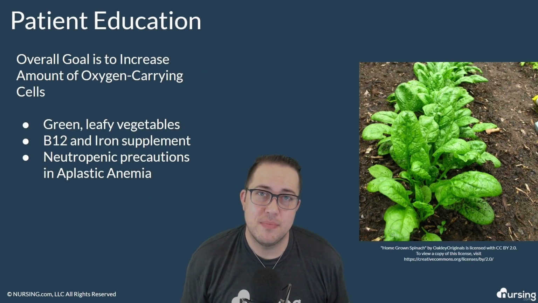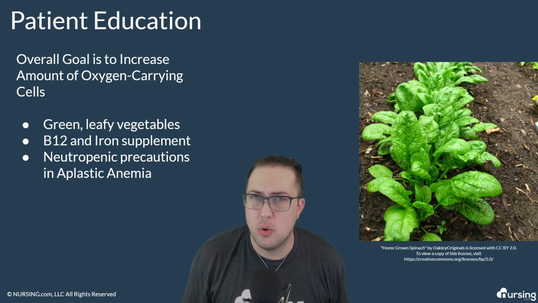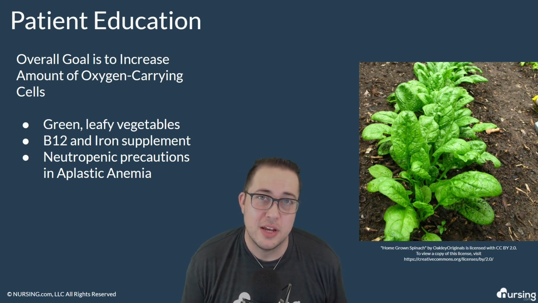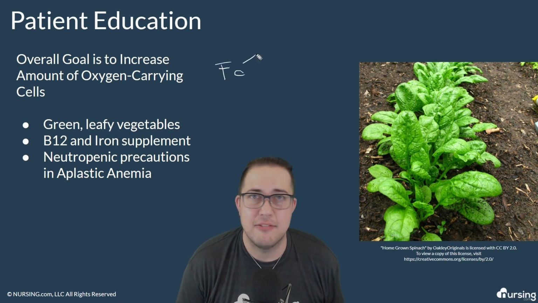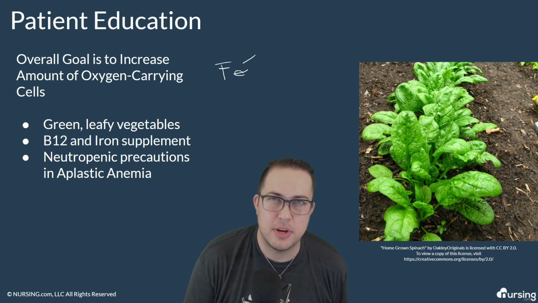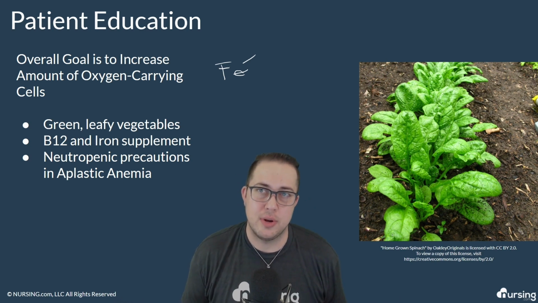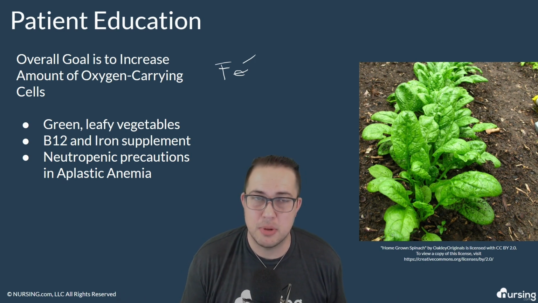Regarding patient education, again, it's going to be really dependent on the type of anemia that a patient has, but the overall goal is to make sure that we're trying to increase the oxygen carrying capacity of these cells, right? Promoting the consumption of green leafy vegetables, things that are high in iron, things that are high in folate, possibly B12 or iron supplementation. And also important to make sure that we educate our patients who have aplastic anemia on the importance of neutropenic precautions. Not only is a patient having a decreased amount of erythropoiesis and production of red blood cells, but these patients are also usually immunocompromised and more susceptible to infection.